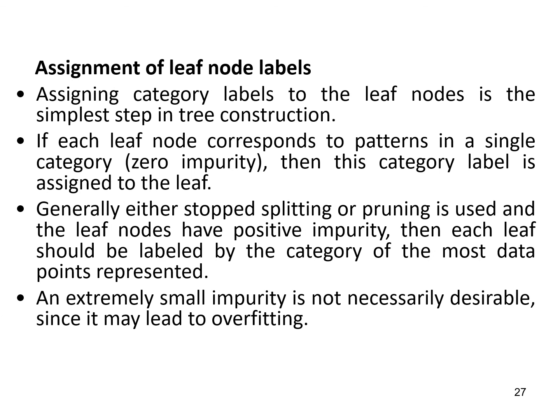The last step is assignment of leaf node labels. Assigning category labels to the leaf nodes is the simplest step in tree construction. If each leaf node corresponds to the patterns in a single category, that is zero impurity, then this category label can be assigned to the leaf. Generally, either stop splitting or pruning is used, and the leaf nodes will have some positive impurity. Every leaf should be labeled by the category of the most data points represented. An extremely small impurity is not necessarily desirable since it can lead to overfitting.